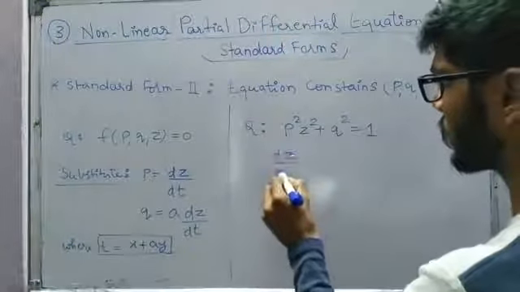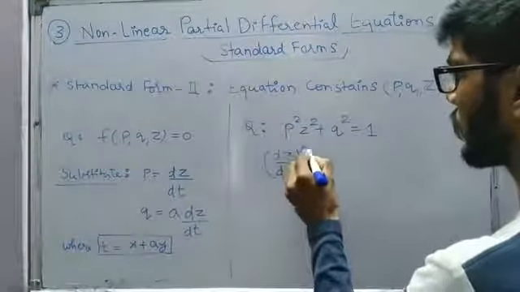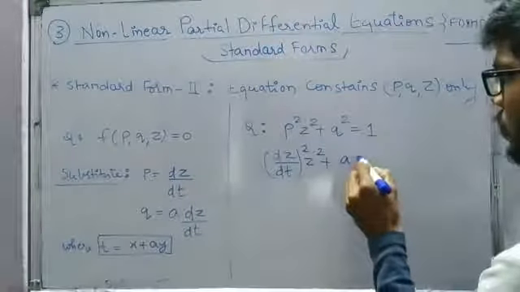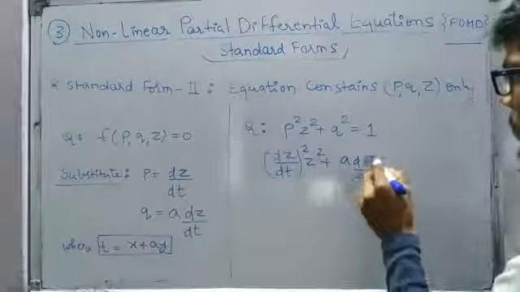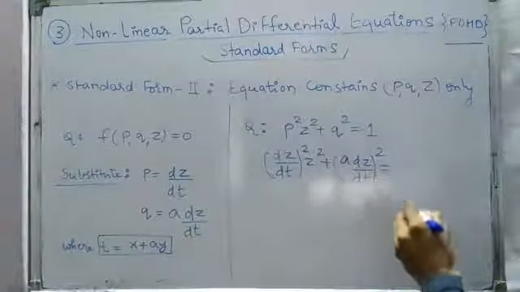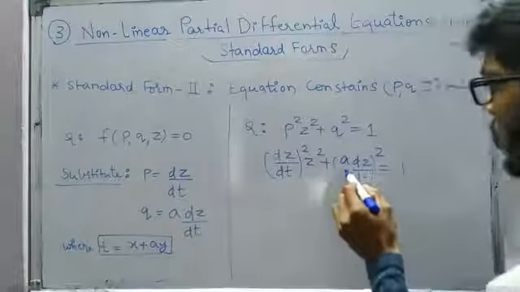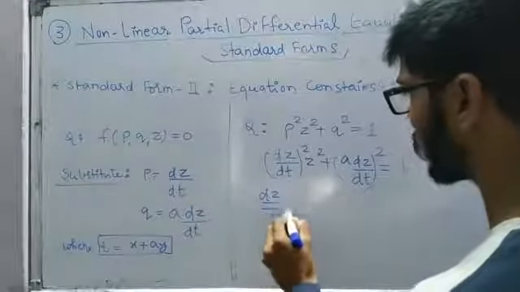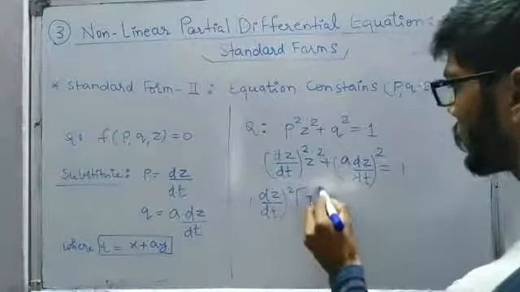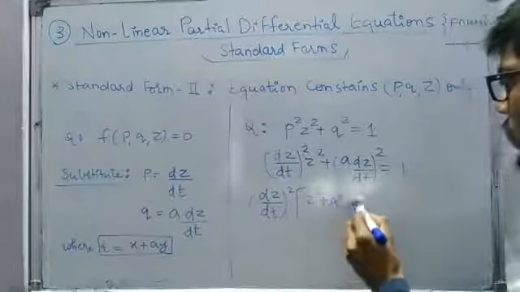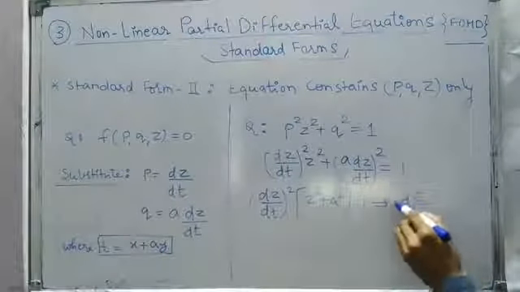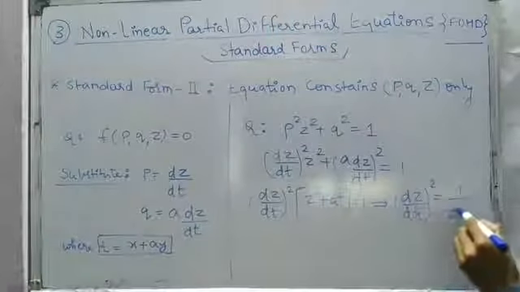Substitute p is equal to dz by dt. So z square plus q square is nothing but (dz by dt) whole square z square plus (a into dz by dt) whole square is equal to 1, and this is going to be a square (dz by dt) whole square. So let us take (dz by dt) whole square common, and we are going to have z square plus a square is equal to 1, and from here we have (dz by dt) whole square is equal to 1 upon z square plus a square.